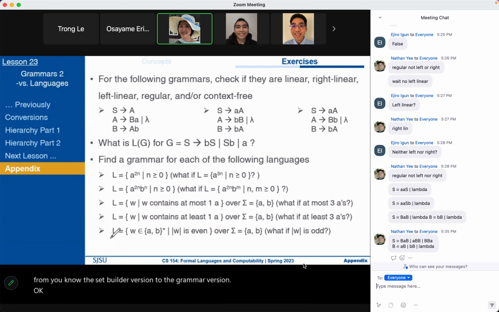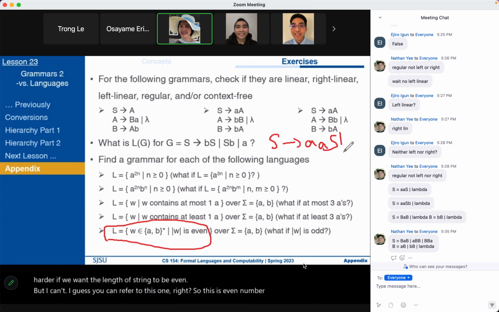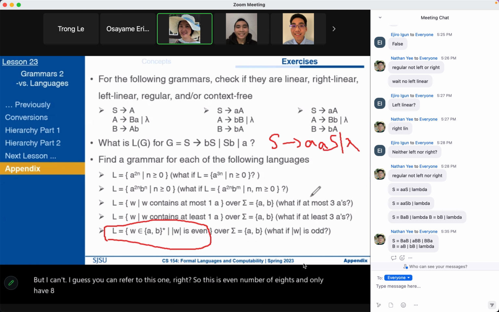Okay, but I guess this one is fun. This one will be harder, a little bit harder, just a little bit harder. If we want the length of the string to be even. But I guess you can refer to this one, right? So this is even number of A's, and we only have A's, right? So now we have A's or B's. So what can you do?